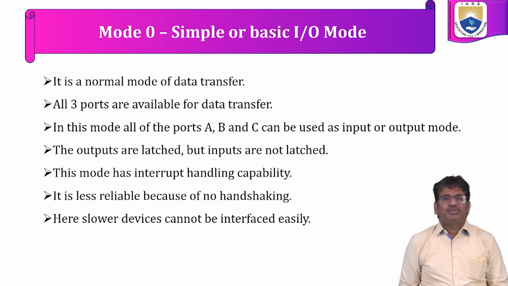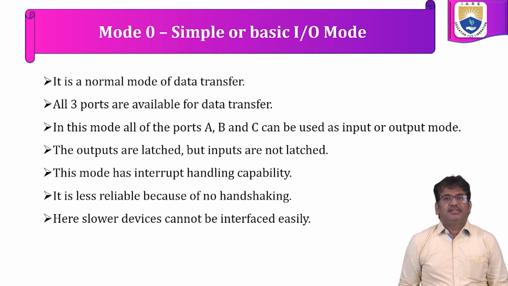All the three ports are available for data transfer, that is port A, port B, port C. We can configure them either as input port or output port. In this mode, all the ports, that is A, B, C, can be used as input or output. The outputs are latched, but inputs are not latched. So before sending the data to the output ports, first it will be latched. From the latched output, it will be sent to the corresponding port.